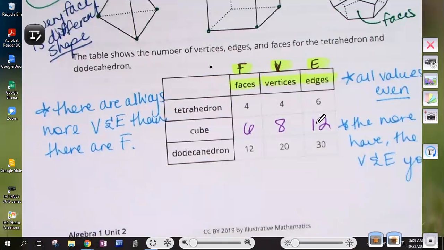Basically, it's saying we can take the faces and we can take the vertices and do something, and it would equal the edges. We can take the faces and the vertices and then do something else, and we'll have our edges.